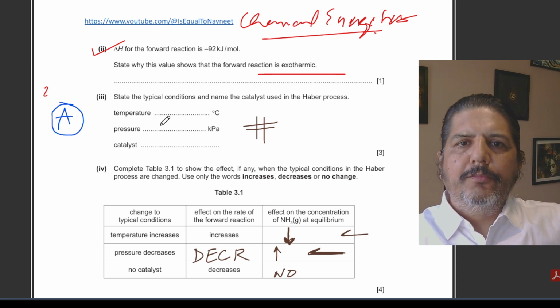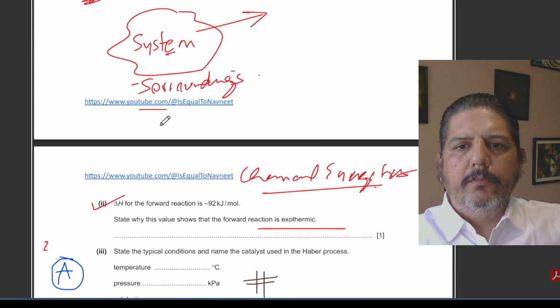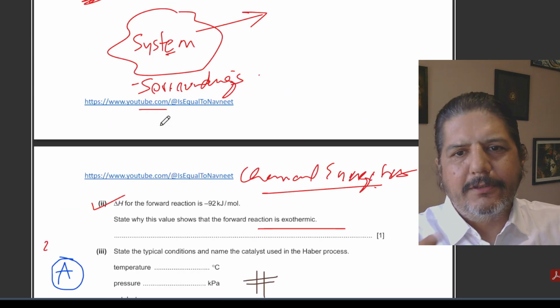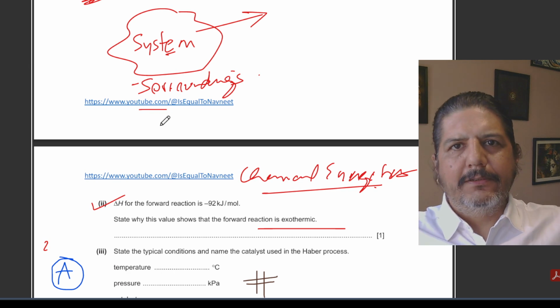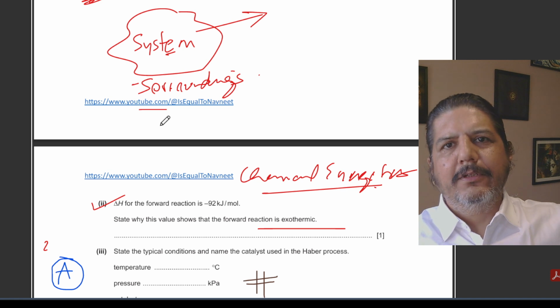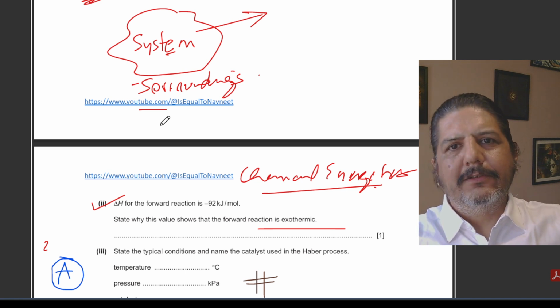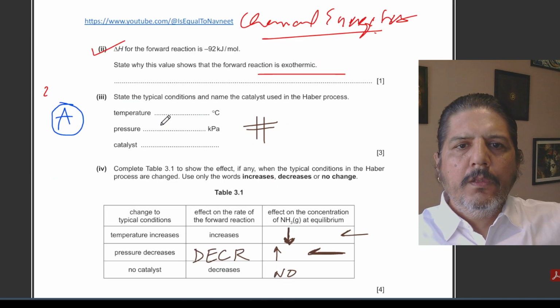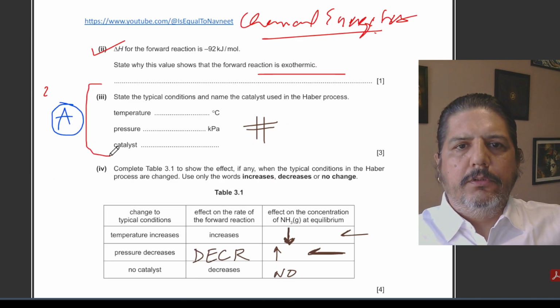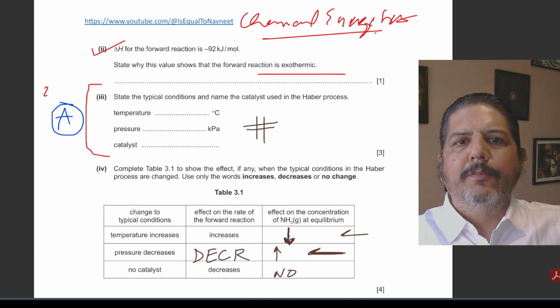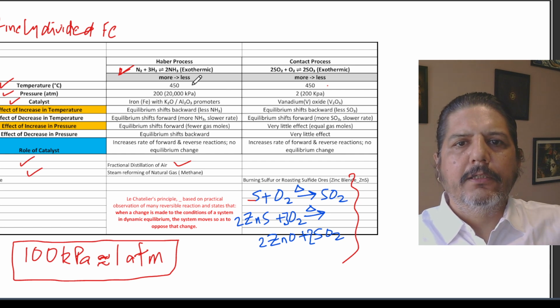But right now, all I can discuss here is that net heat is lost by the system. That is why delta H is negative, and it implies that it's an exothermic reaction. Typical conditions, temperature, pressure, catalyst, as is mentioned here. Please have a look at this.